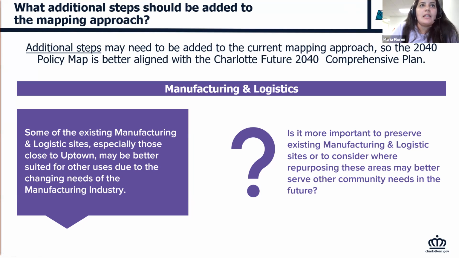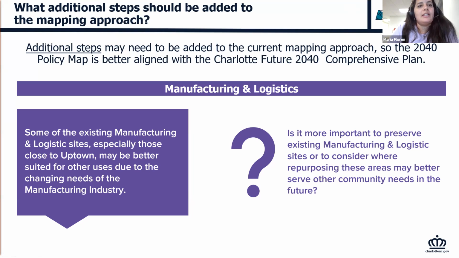So we recognize that the current mapping approach is just a starting point, and that we may need to add some additional steps to better align the map with the comprehensive plan. So we want to share a few suggestions for additional steps with you all and see whether or not you agree with the suggestions.